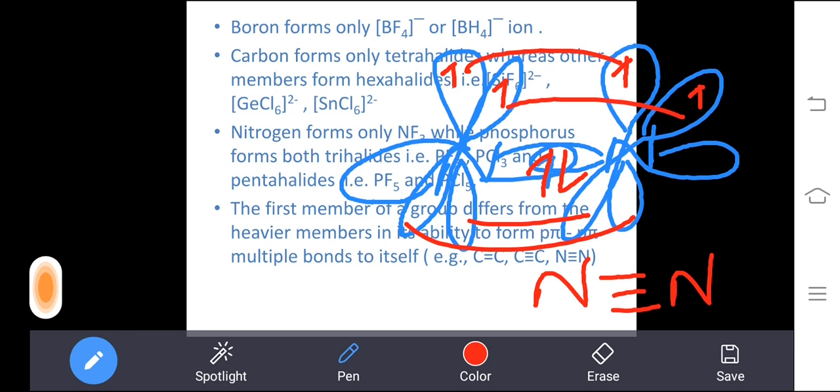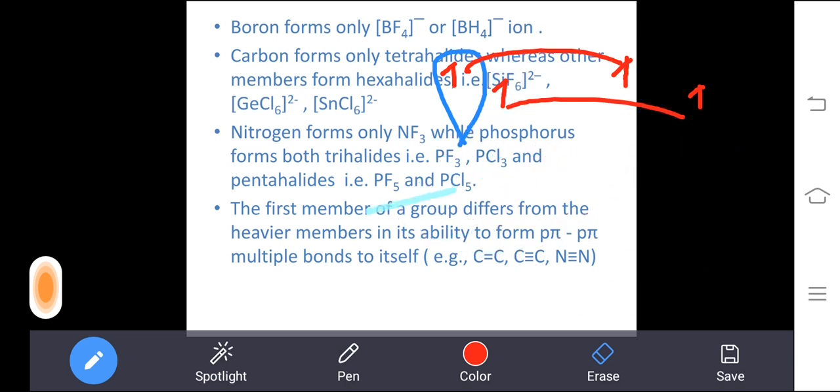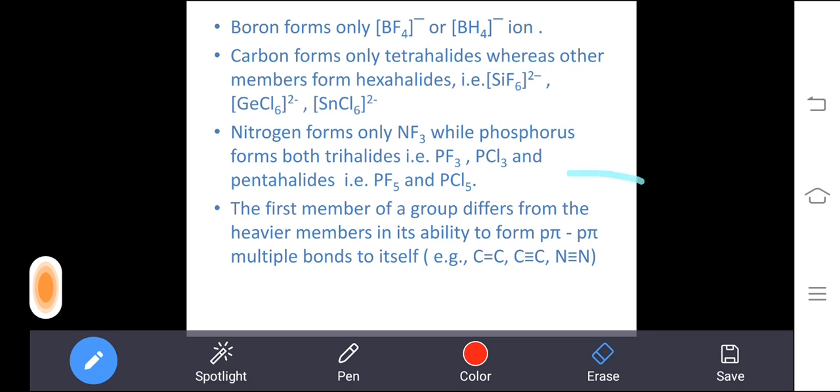Like the nitrogen triple bond, the sp hybridization leads to the formation of a triple bond. Not only nitrogen, even carbon will also form the triple bond. Due to the non-availability of d orbitals, this type of multiple bond formation takes place.